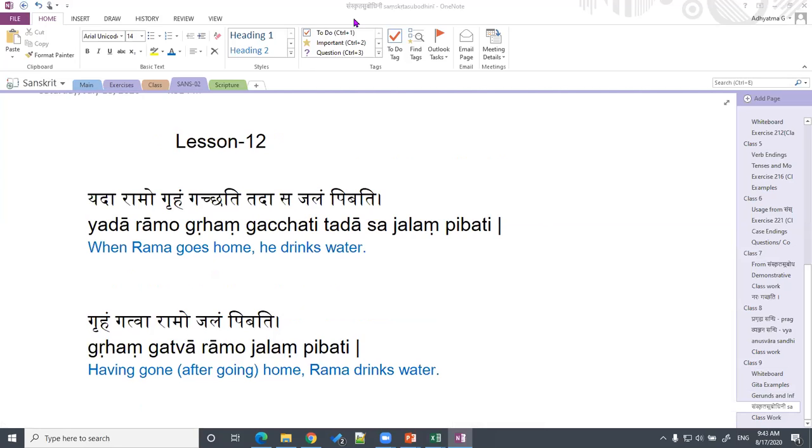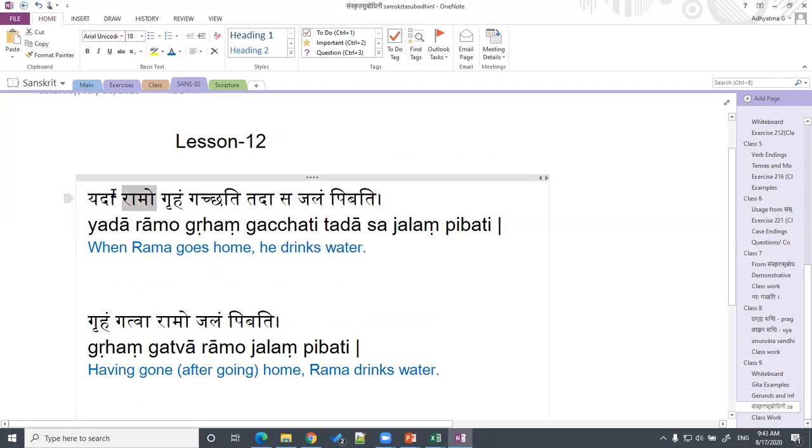There is a question, I don't see a declension called Ramo. Am I missing something? Ramo gruham gachati, that's the Sandhi. I hope you have, I mean, this is pretty basic Sandhi. When Ramaha is followed by gruham, it becomes Ramo. So the actual word is Ramaha, and it becomes Ramo because of the Sandhi rule.